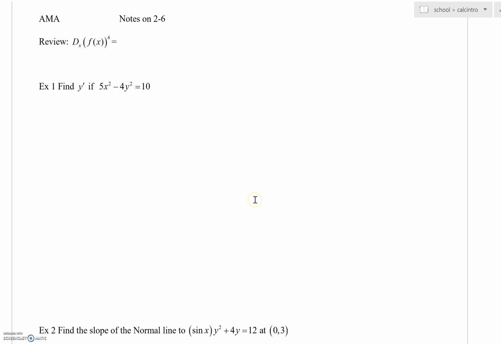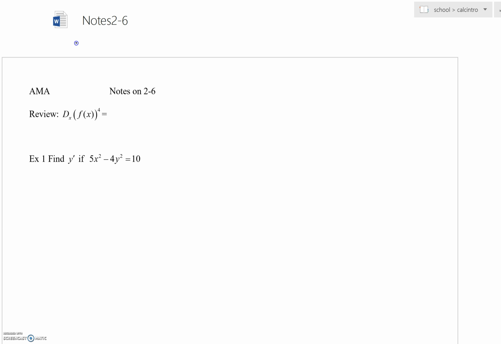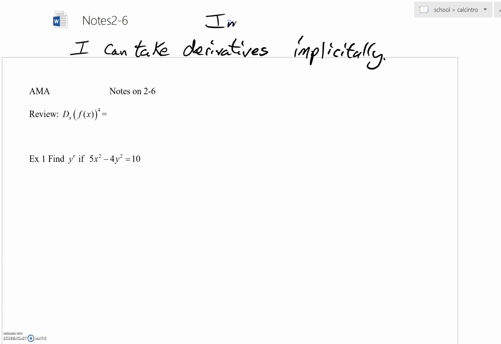Okay, AMA, we're dealing with 2.6. Our learning target is I can take derivatives implicitly. This is known as implicit differentiation. And we're going to see what's happening. It's really nothing more than the chain rule.